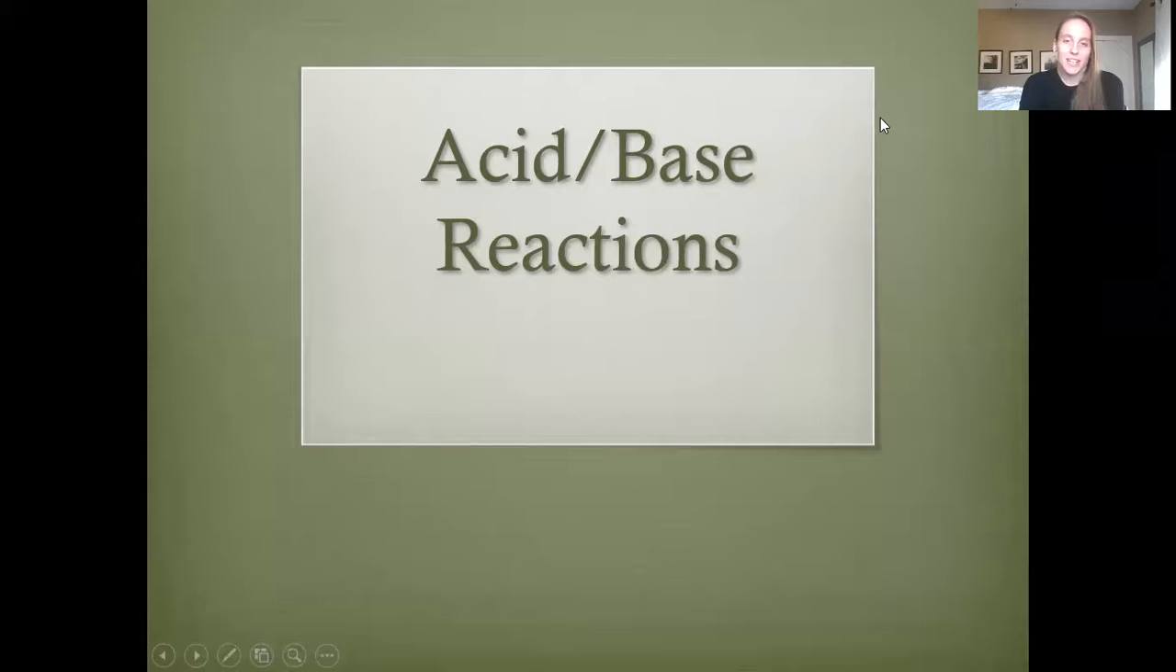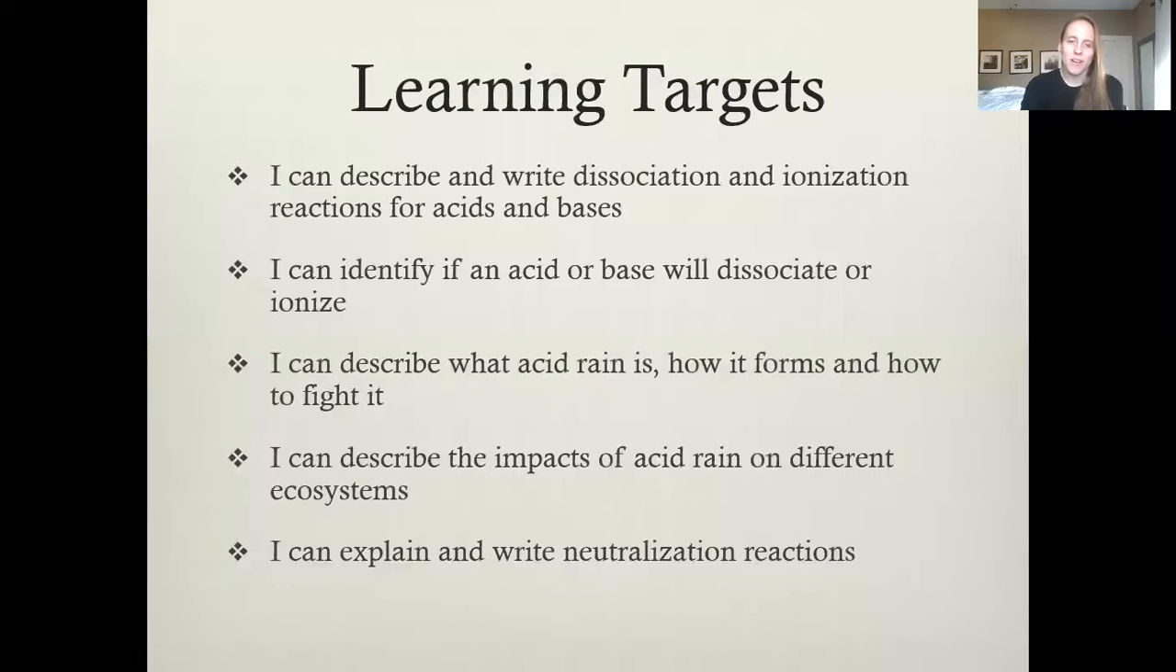So acid-base reactions are just any reactions that involve an acid or a base or both. We're going to be talking about dissociation and ionization reactions again, so just a little bit of review of that. You also do want to make sure that you know whether or not an acid or a base will ionize or dissociate.